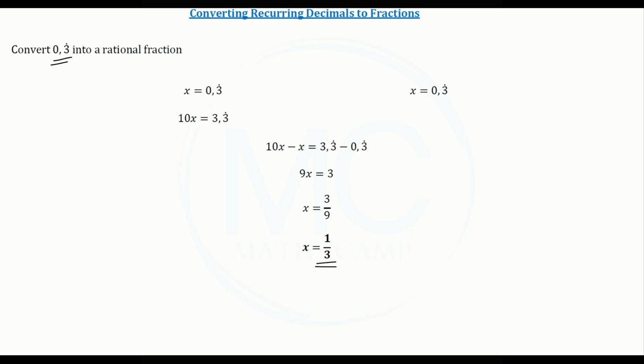Let's do another example. Convert 0,12 recurring into a rational fraction. So let's start by making our decimal equal to x. So I can say x is equal to 0,12 recurring, and we'll put it on this side as well.